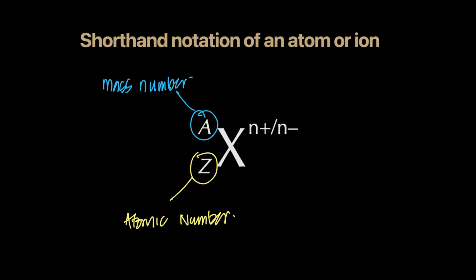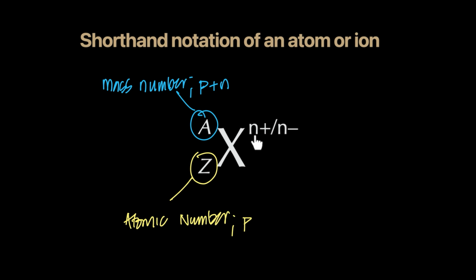So atomic number is just the number of protons, but mass number is the sum of the number of protons and the number of neutrons in an atom. And if it's an ion, then there will be a charge also. Generally charges are 1+, 2+, 3+, or 1-, 2-, or 3-. And if it's an atom, then n is 0 and it's left blank.